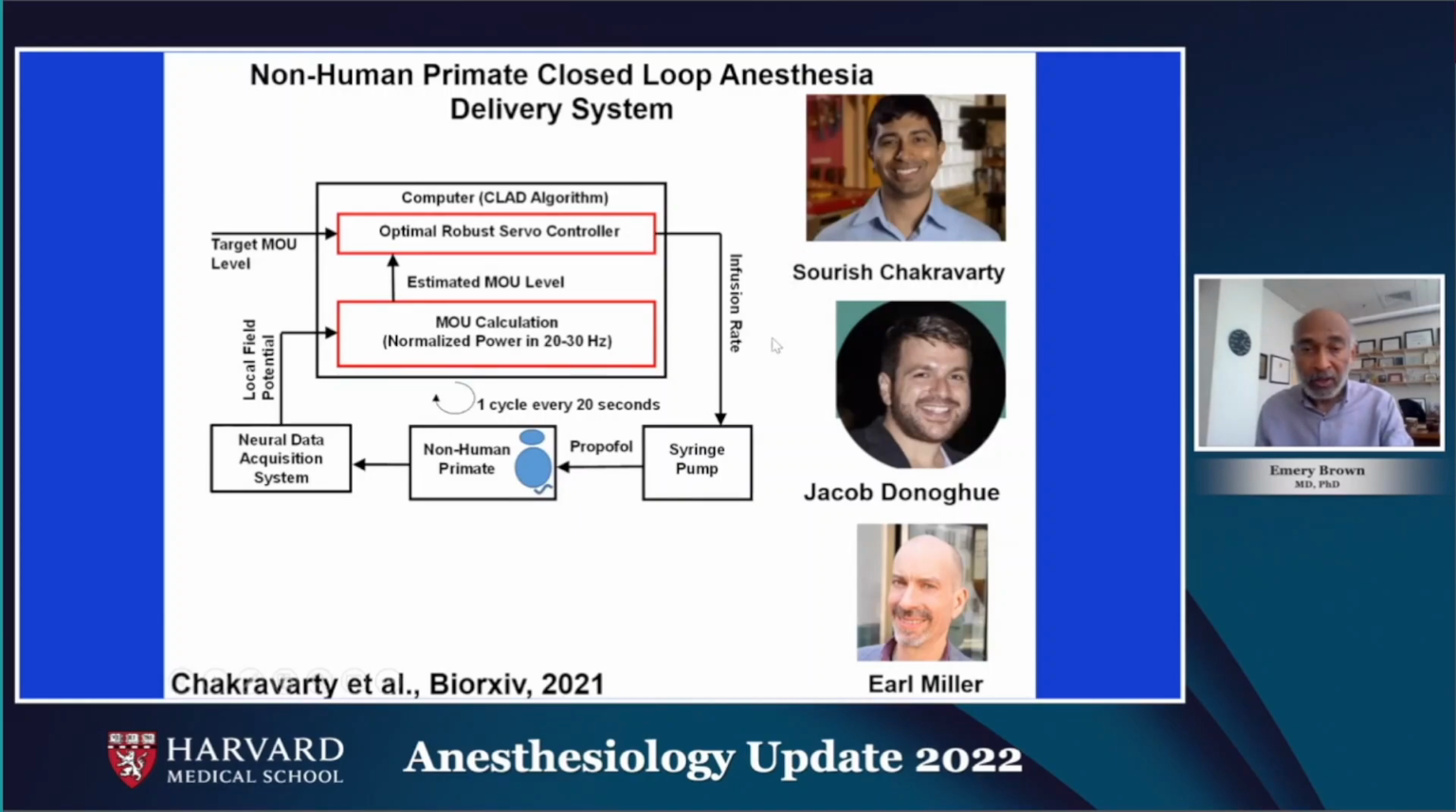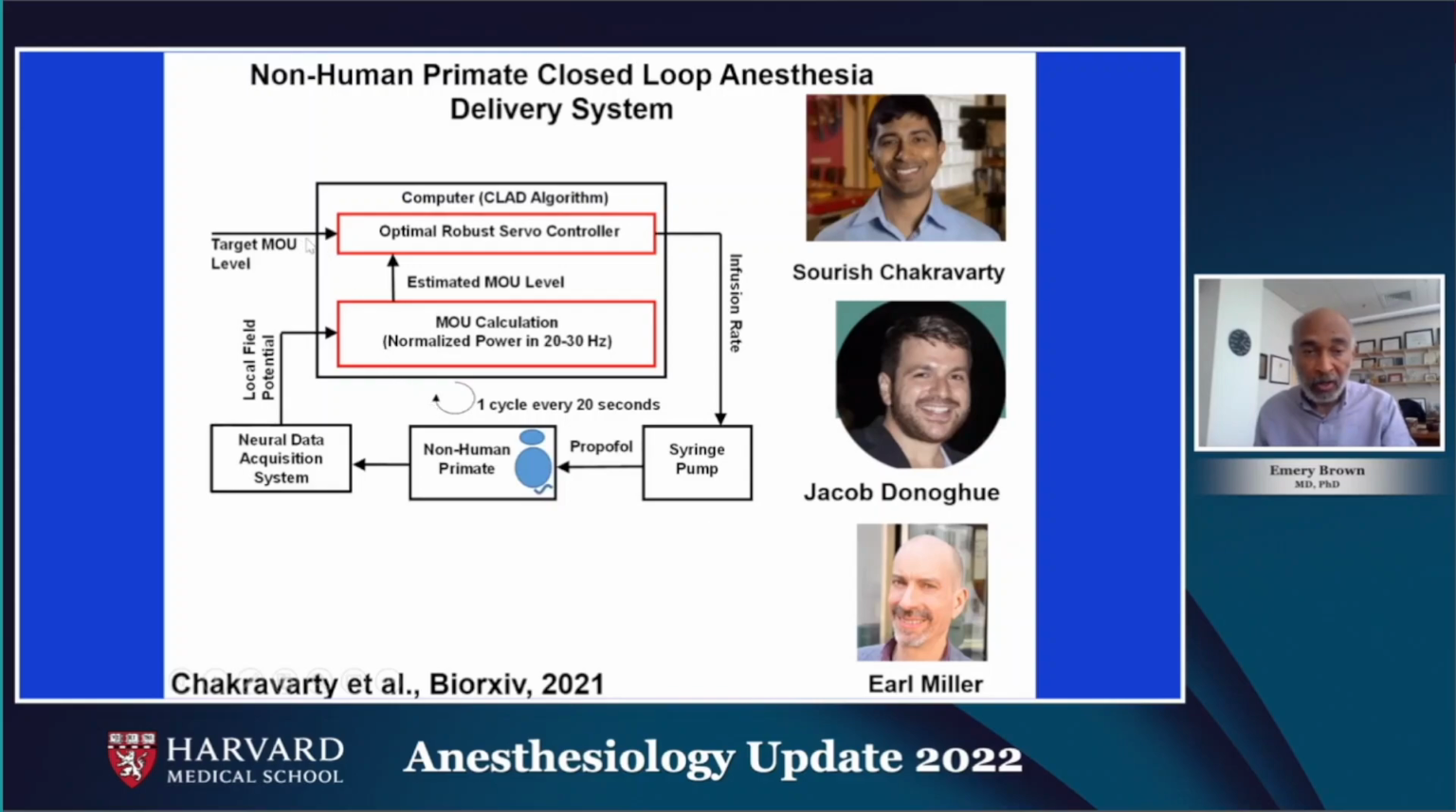So we wanted to build a system so that you could use the computer to control the administration of the anesthesia. And we've done this before in rodent models, but the FDA made it clear that in order to test a system like this in a human, we had to do testing in larger animals. So we set up a non-human primate model. And my colleague Earl Miller is an expert in non-human primate neurophysiology. So he was the ideal person to collaborate with.